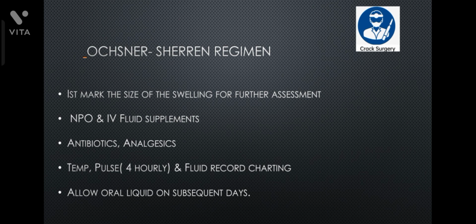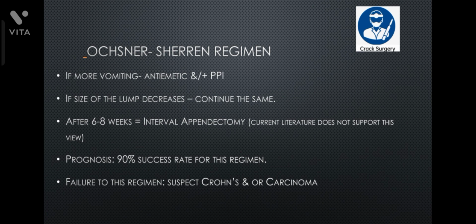If the size of the lump decreases, continue the same treatment. After a 6 to 8 week interval, appendectomy should be done. Prognosis: there is a 90% success rate for this regimen. Failure of this regimen, suspect Crohn's or carcinoma of appendix. Criteria for stoppage of conservative treatment are rising pulse rate, rising temperature, increasing or spreading abdominal pain, increasing size of mass, and vomiting.